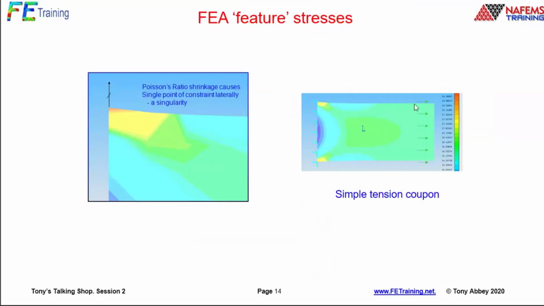I expect Poisson's ratio shrinkage across the width. At the left-hand end here, I've over-constrained it to ground. I've stopped this shrinking in the vertical sense. So what we've actually got is, again, a single point reaction there, and that's another singularity. So there, I might say the stresses are important over here, this general region.